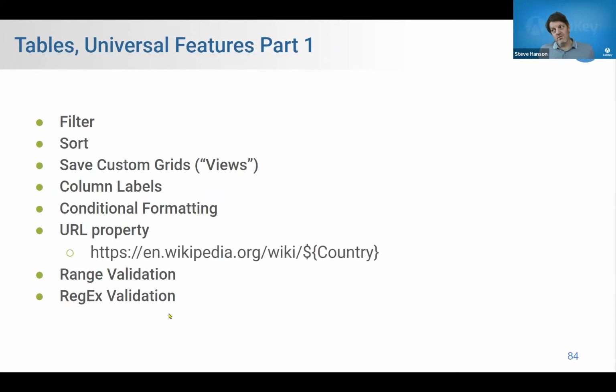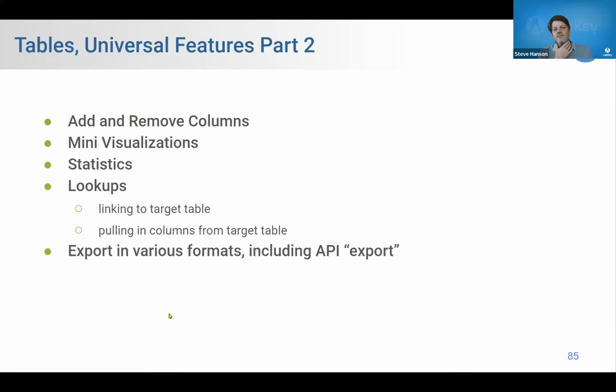Some of the things that are universal to all these tables: you can filter them all, you can sort them all, you can make custom views on them all. You can do column labeling, conditional formatting, range and regex validation. What's range validation? Again, that's where you can set a boundary for values. You can say, I only want to accept values here that are between 1 and 100. And if they go outside that range, I want to error out. Regex validation is similar. It's where you do text validation. You can say, I only want to accept emails here. And if it doesn't look like an email, I'll reject it. You can obviously add and remove columns for display. You can do visualizations and statistics and lookups and stuff like that. Oh, and also export. And these are all universal features of the tables.